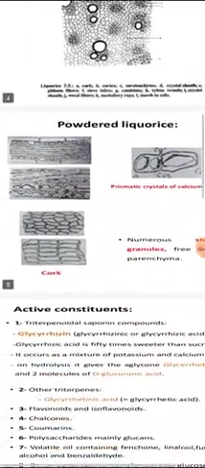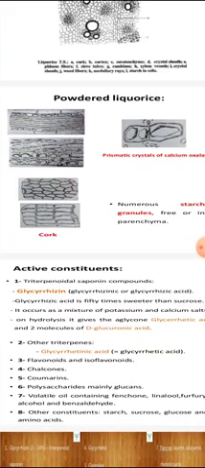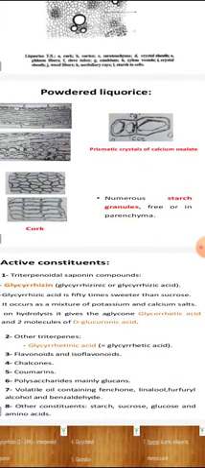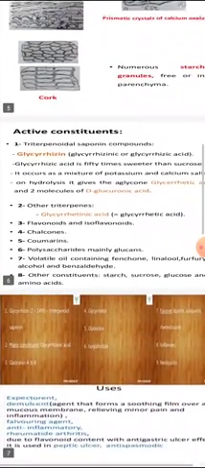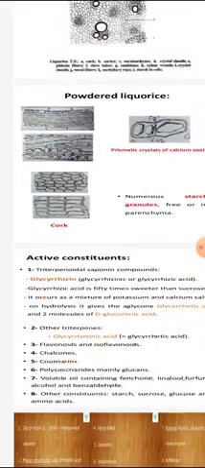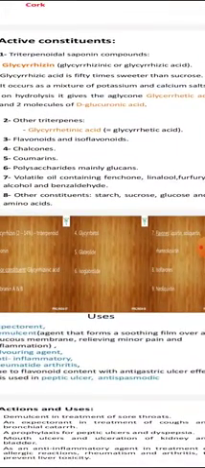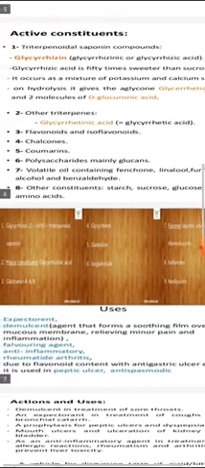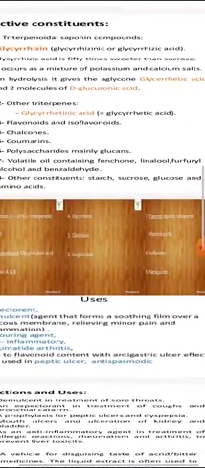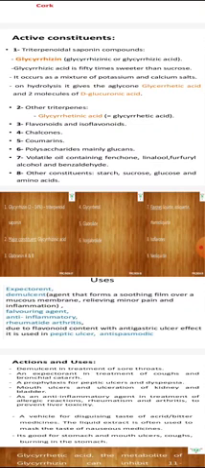Then in powdered licorice, after powdering, it shows the different prismatic calcium oxalate crystals, with their shape and size, and numerous granules of starch. So starch has different types of shape and size. So this is the cork and this. In chemical nature, triterpenoidal saponin compounds are reported from this, and it is the glycyrrhizinic or glycyrrhizic acid, right? Then it is 50 times sweeter than sucrose. We know sucrose.